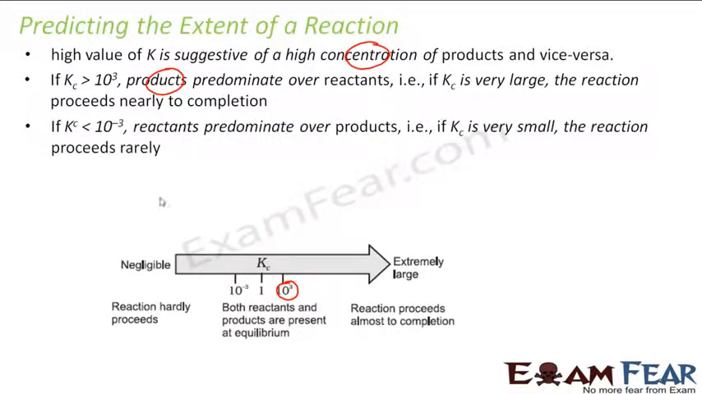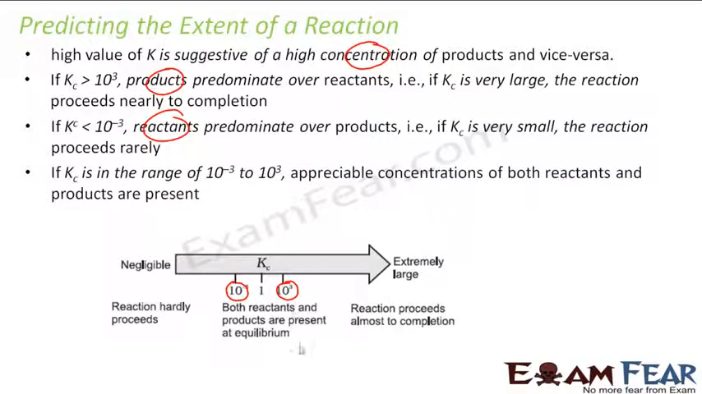If the Kc value is less than 10 to the power minus 3, that means the reactants predominate. That means the reaction hardly happened. Very few chemicals in the reactant combine to form product. Very few. And if the Kc is in the range of 10 to the power minus 3 to 10 to the power 3, that means we say that both reactant and products are there.